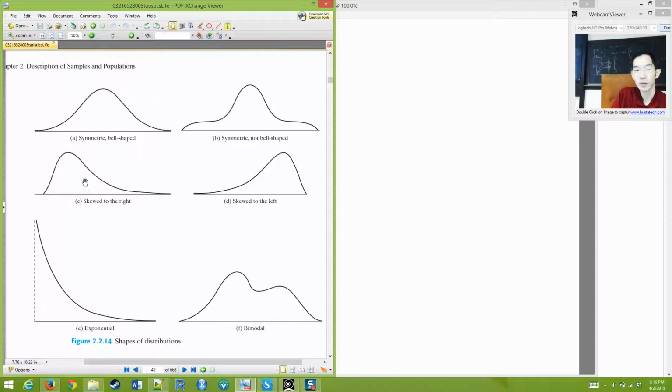Something like this might be something like income distributions. Most people make about this much money, whatever this number is. Most people in America make probably between $20,000 and $100,000 a year.